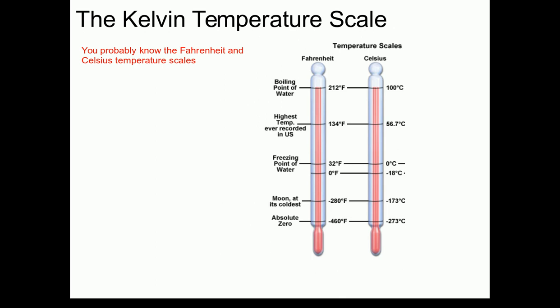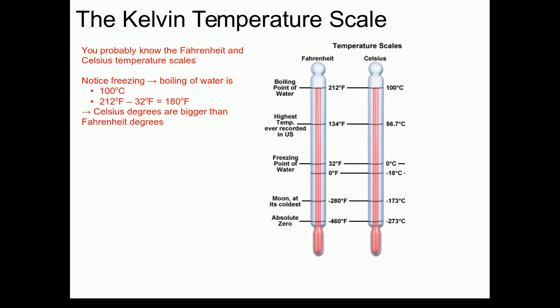You're probably familiar with the Fahrenheit and Celsius temperature scales. These are based upon boiling and freezing points of water, where the freezing point of water is 0 Celsius or 32 Fahrenheit, and the boiling point of water is 100 Celsius or 212 Fahrenheit. Notice that the difference between these 2 points is 100 Celsius or 180 degrees Fahrenheit. Therefore, Celsius degrees are bigger than Fahrenheit degrees. If you wanted to convert between a Celsius temperature Tc and a Fahrenheit temperature Tf, this is the expression you would use.